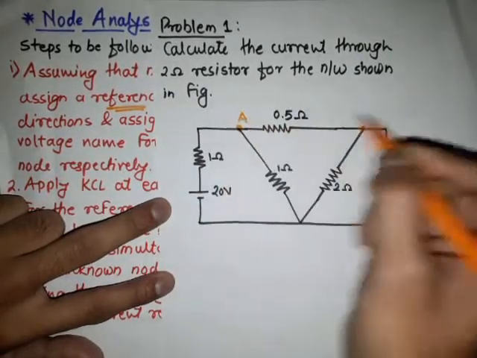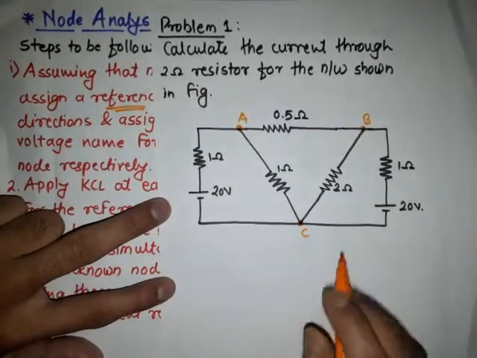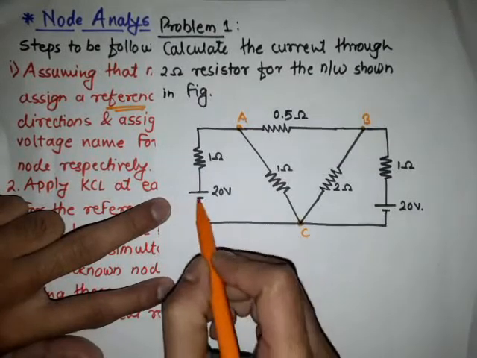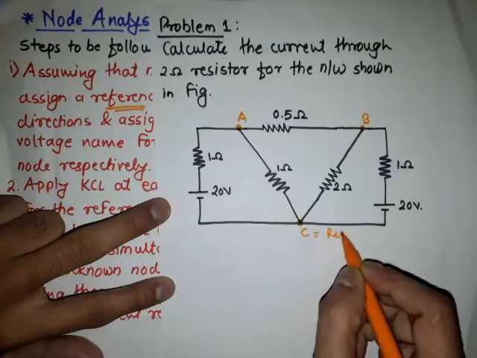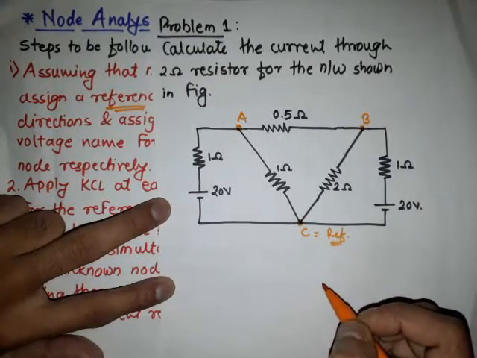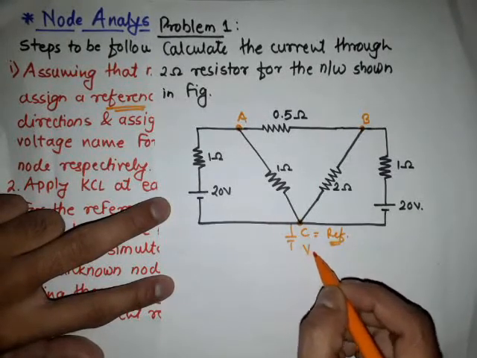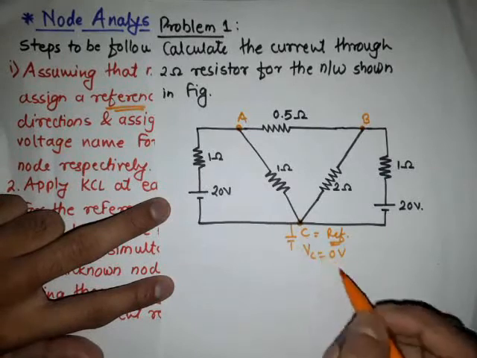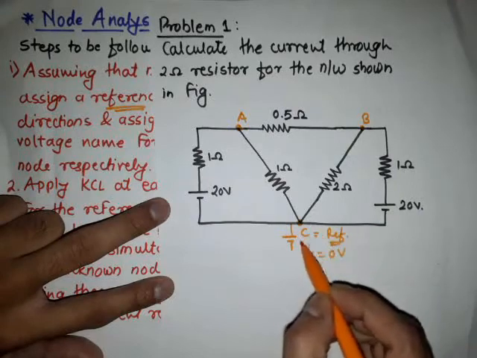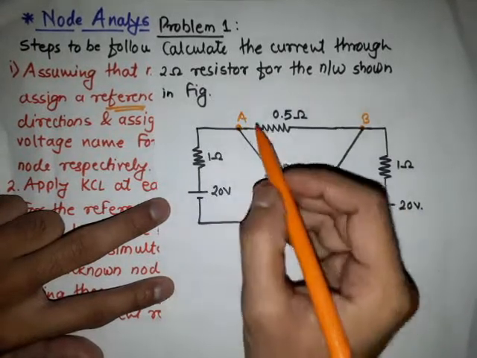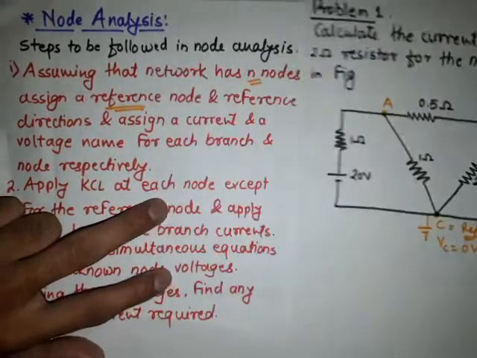Suppose this node is A and this node is B, and suppose this node is C. See here, the node C is connected to the negative terminal of the battery and we are considering the node C is the reference node. Node C is the reference node. That means it is connected to the ground terminal, or voltage at C will be equal to 0 volt because it is at the ground potential. So therefore we are not considering the reference node in the circuit, we are considering only the nodes A and B.